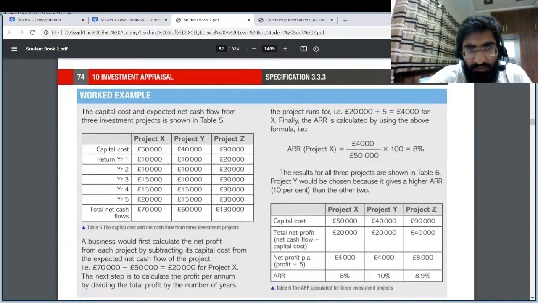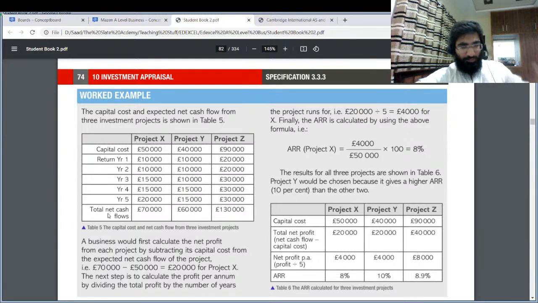There is another worked example given over here. In this one, when they say total net cash flow, it's a bit deceptive because by net cash flow they mean just the yearly returns. This is not net of initial capital cost. When you say net, it should usually be net of all things. Anyhow, this 70,000 is the return over these 5 years. Then the 60,000 for project Y is the return over these 5 years. And this project Z has a return of 130,000.